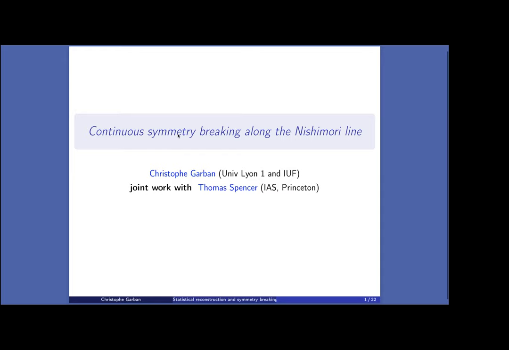a technique which provides continuous symmetry breaking in Z^d, but which does not rely at all on reflection positivity. And the second part of the title is about the Nishimori line that I will introduce later on. And so we will prove a continuous symmetry breaking in the presence of a quenched disorder. And the quenched disorder will have to get a specific law so that the proof will work.